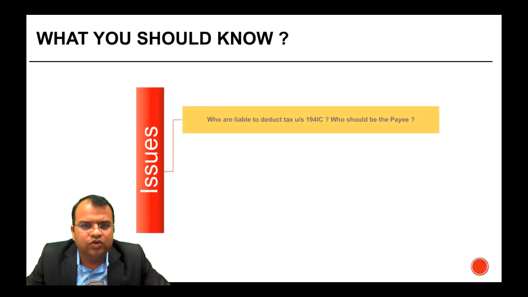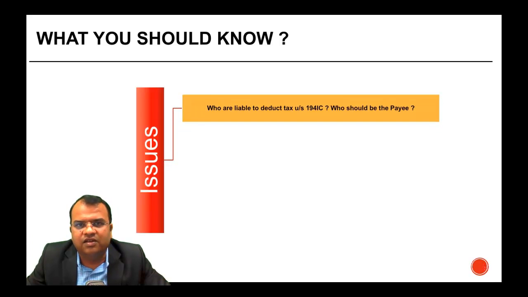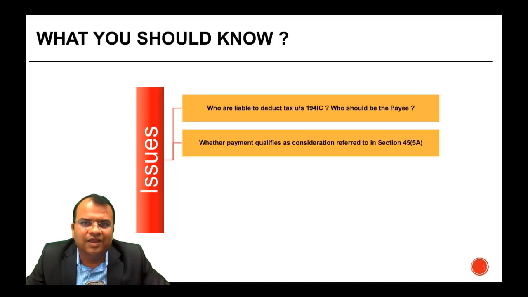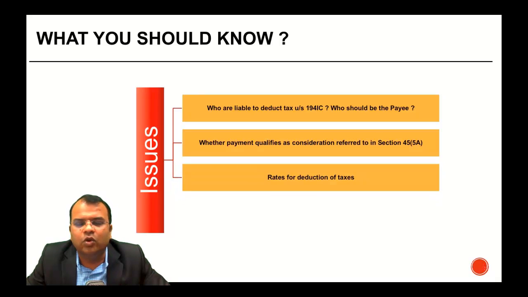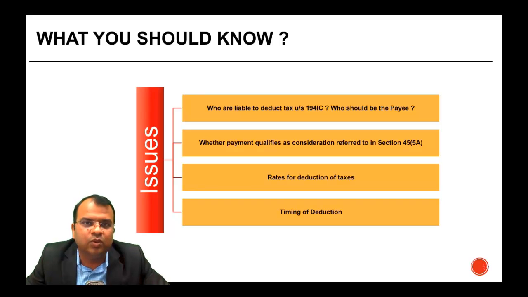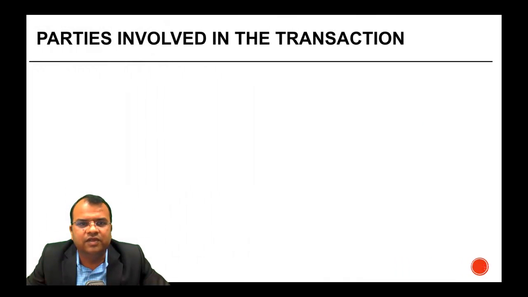So the issues we are going to cover in respect of these sections are: who are the persons who are liable to deduct TDS under section 194IC? Who should be the recipient? Second is the payment which is being made covered under section 45 subsection 5A? What is the rate at which tax has to be deducted? What is the time when the tax has to be deducted?